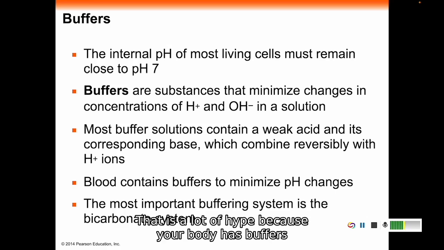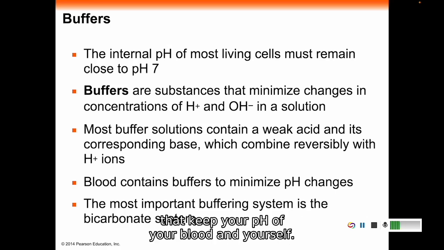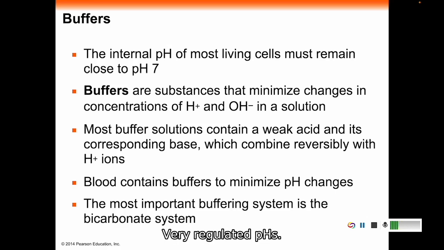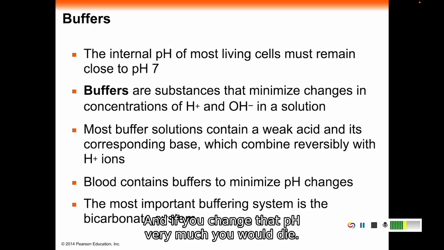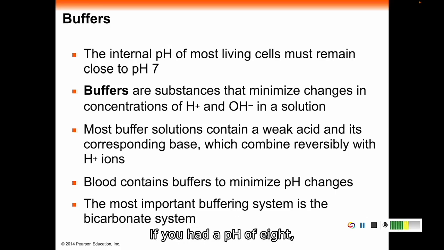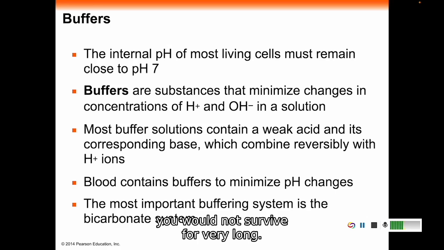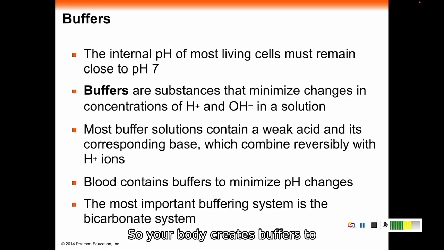That is a lot of hype because your body has buffers that keep your pH of your blood and your cells at very regulated pHs. And if you change that pH very much, you would die. If you had a pH of 8, you would not survive for very long. So your body creates buffers to keep your pH constant.